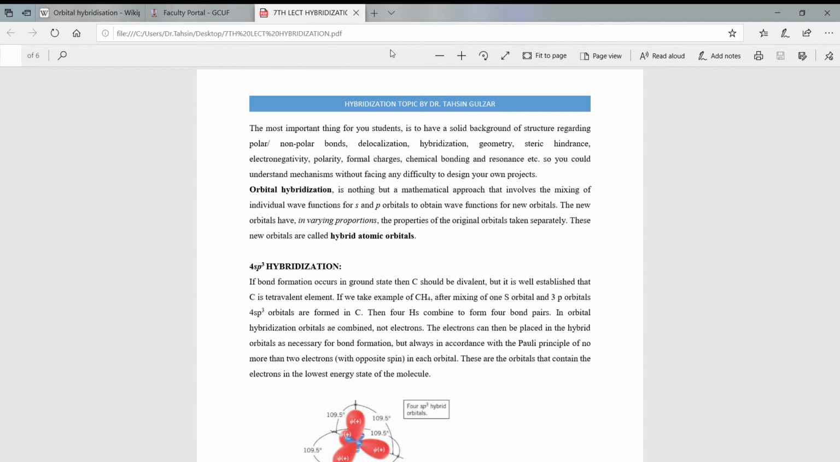So what hybridization is, it is nothing but a mathematical approach that involves the mixing of individual wave functions for s and p orbitals to obtain wave functions for new orbitals, and these new orbitals are hybrid atomic orbitals which have lower energy than before hybridization. The electrons can then be distributed in these hybridized orbitals for bond formation, but they have to follow the Pauli principle, that no more than 2 electrons are in each orbital, and they have to reside in that orbital with opposite spin. No electrons with the same spin can be accommodated in the same orbital. These are the orbitals which now contain electrons in the lowest energy state of the molecule.